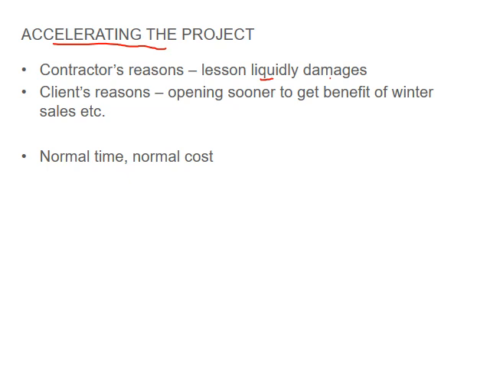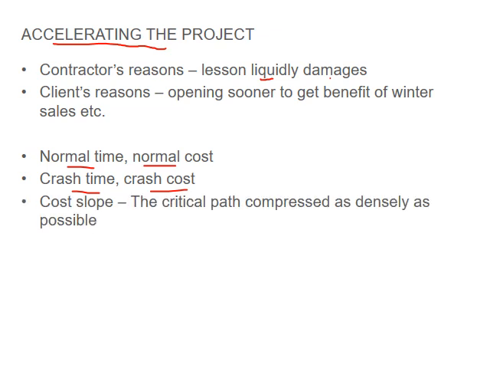So the concept that we're going to look at is simple. We're going to look at normal time and normal cost in contrast to crash time and crash cost. Firstly, we're just going to define these concepts. Your cost slope is the critical path compressed as densely as possible. That's your cost slope.